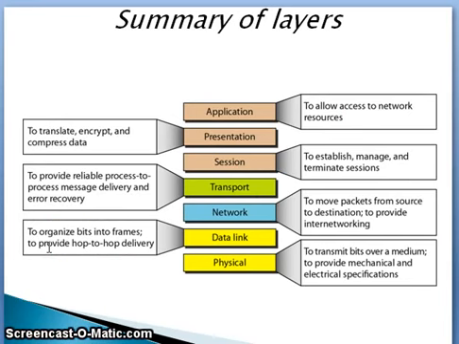Application layer allows access to network resources. Presentation layer translates, encrypts, and compresses data. Session layer establishes, manages, and terminates sessions. Transport layer provides reliable process-to-process message delivery and error recovery. Network layer moves packets from source to destination to provide inter-networking. Data link layer organizes bits into frames to provide hop-to-hop delivery. Physical layer transmits bits over a medium and provides mechanical and electrical specifications.